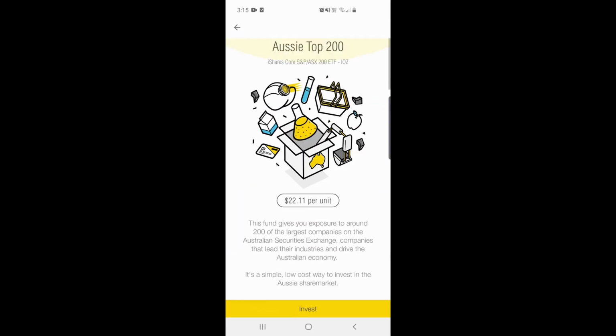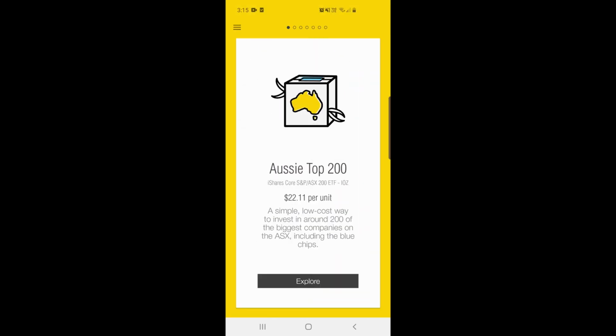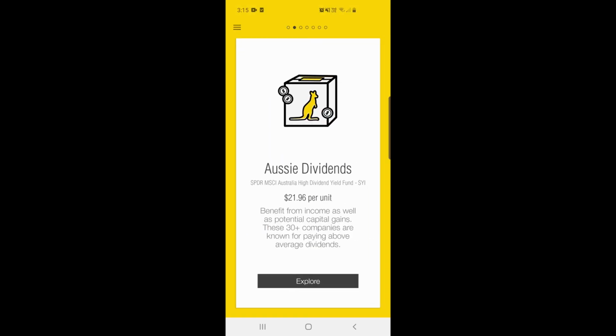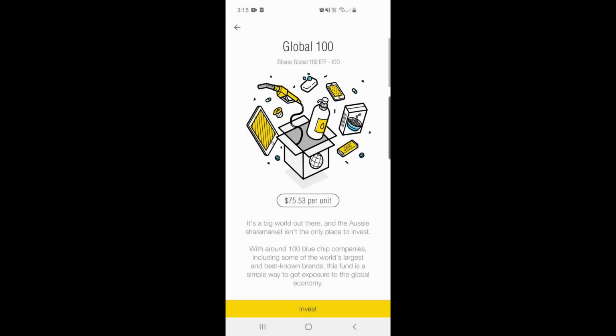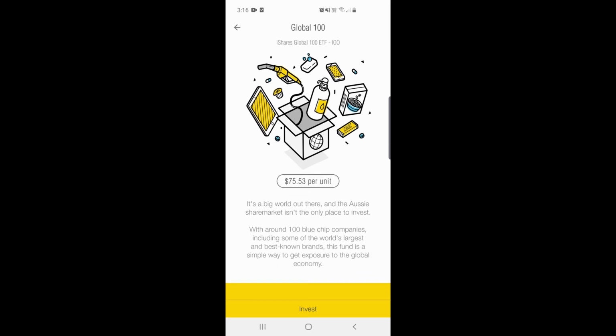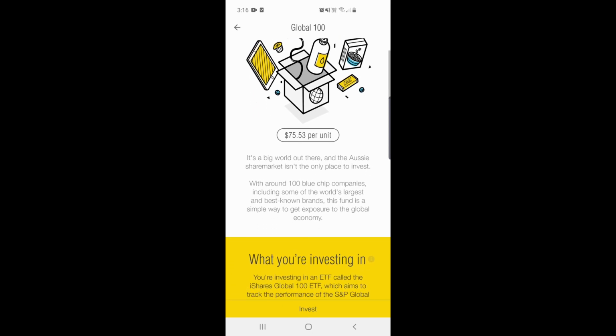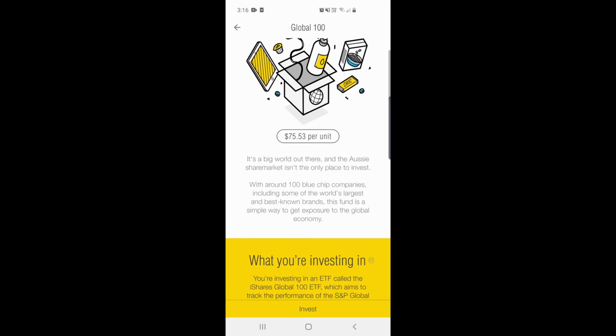So let's just go and take another quick look at a different sort of app that's not really in the ASX, but let's have a look at the Global 100 and let's have a look at what companies they are invested in. So this one's a little bit more pricey, coming in at $75.53. As we said before, you got your first little summary here.